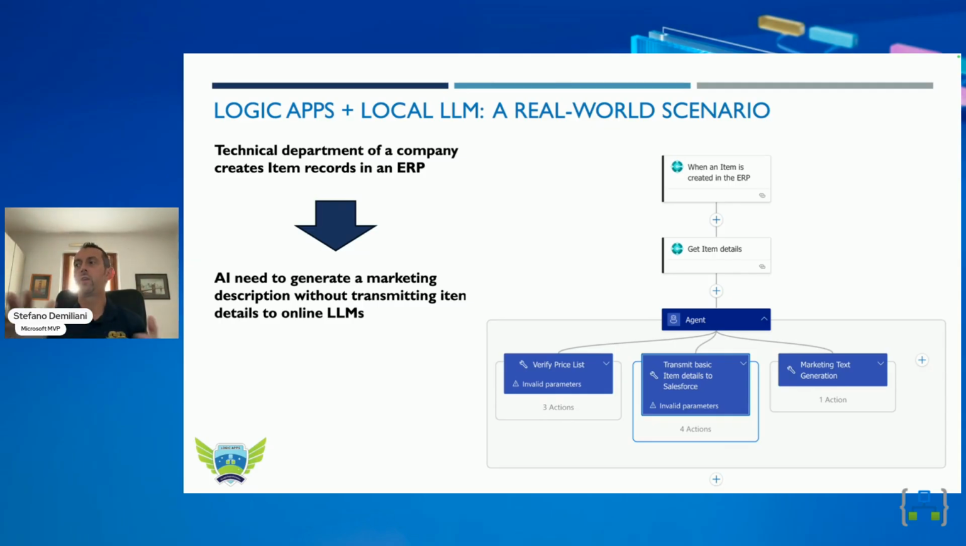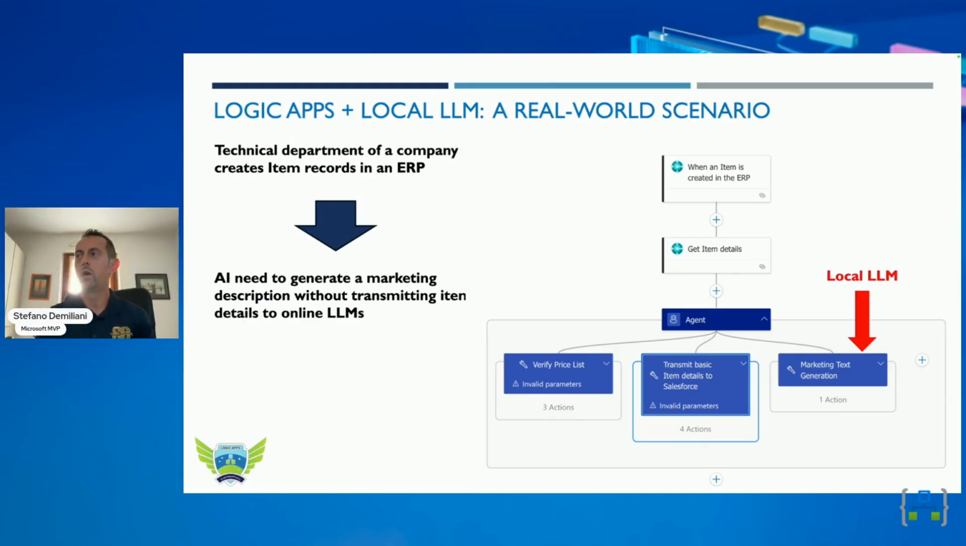And this main agent has three tools available here. Some of these tools are executed by an online model. For example, the verify price list is a process totally executed by the online agent. But when the agent needs to generate marketing text, this must be executed by a local LLM. So when the agent reaches this part, it needs to call a local LLM. So not GPT-5 or other online models like the other tasks, but in this case, it's an action, a tool that must be executed by a private LLM.